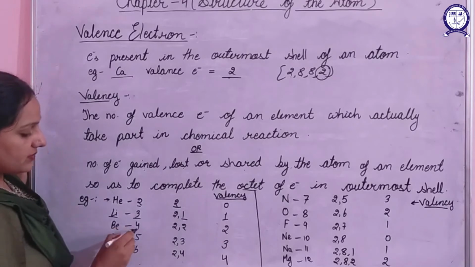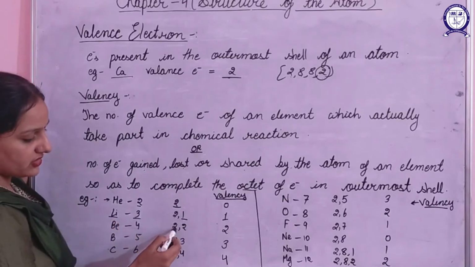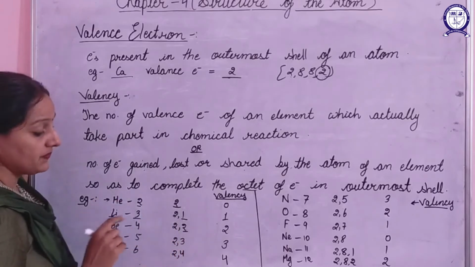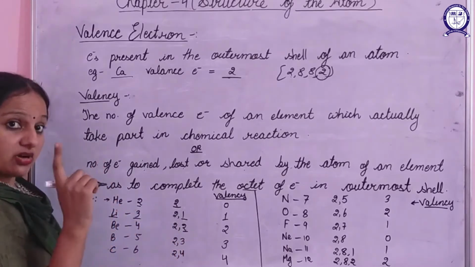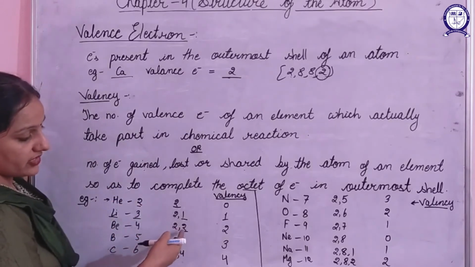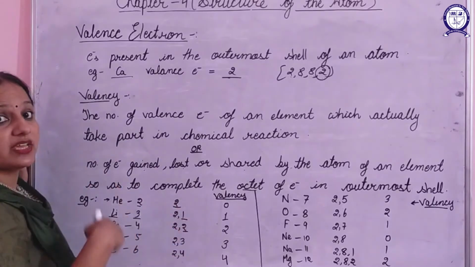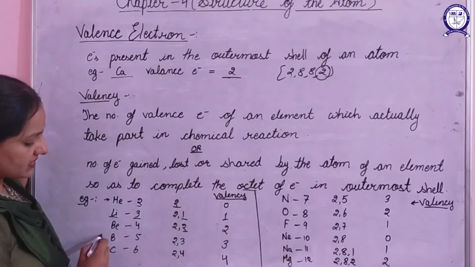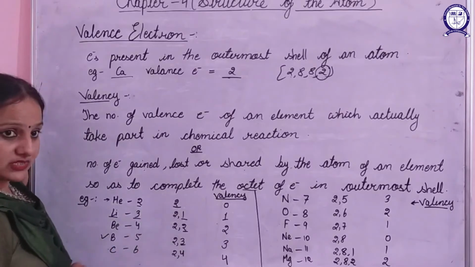Next is beryllium, its atomic number is 4, its configuration is 2, 2. That means again it is having 2 electrons in the outermost shell. It requires 8 or 0. So what is easy for it? To lose 2 electrons or to gain 6 electrons? Obviously 2, so its valency will be 2. In a similar way, for boron, also it will lose 3 electrons.